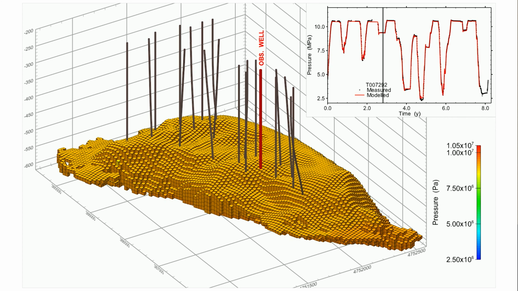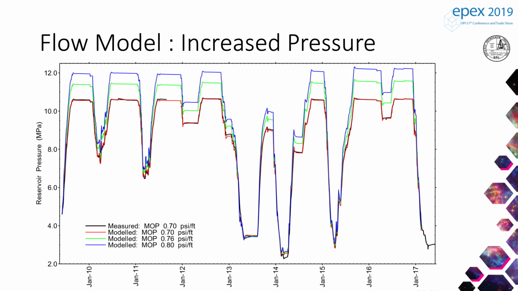So this is the same plot, just zoomed up a little bit so you can see it closer, a nice match. We ran scenarios, obviously, where we increased the pressure. So we just took this same historical pressure data and we increased the injection and extraction rates in order to achieve a maximum delta pressure, in this case for the green line, 0.76. So it started at 0.7, it was current pressure. 0.76 is something that is of interest. And then we also ran a scenario in the blue, that's at 0.8 psi per foot.